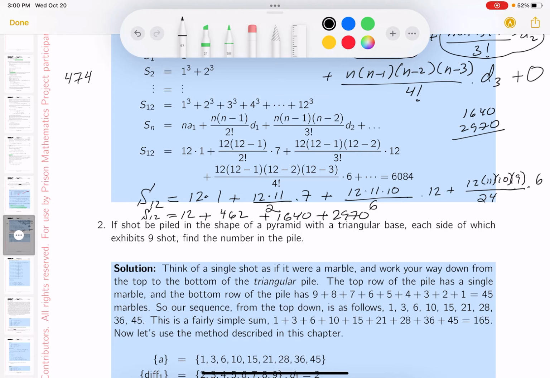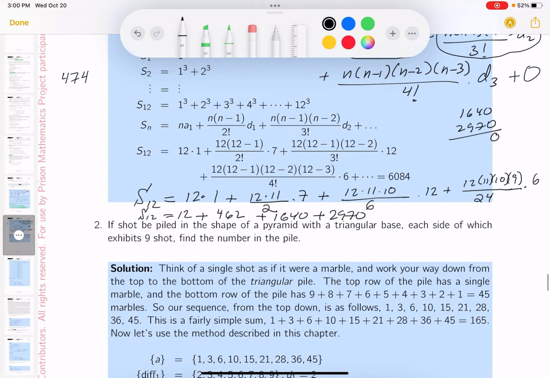3. Well, let me add it together. Let's see, 11, 16. Yeah, I made a mistake somewhere. I got to go back over it again. You notice my other method was so much easier, right? Let's see where I made the error.